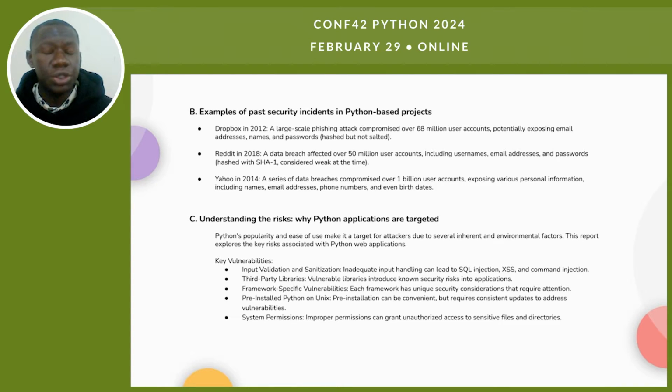Dropbox in 2012. A large-scale phishing attack compromised over 68 million user accounts, potentially exposing email addresses, names, and passwords, hashed but not salted. Reddit in 2018. A data breach affected over 50 million user accounts, including usernames, email addresses, and passwords hashed with SHA-1, considered weak at that time. That was 2018. Yahoo in 2014. A series of data breaches compromised over 1 billion user accounts, exposing various personal information, including names, email addresses, phone numbers, and even birth dates.